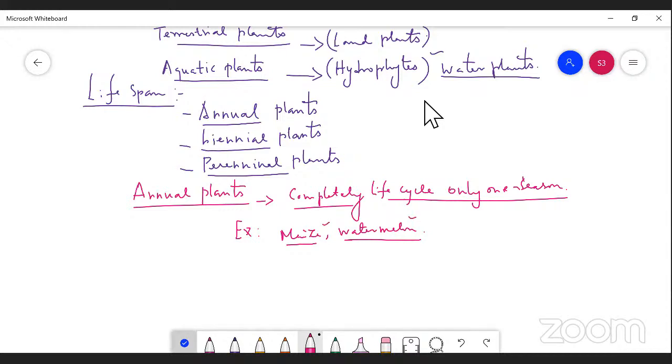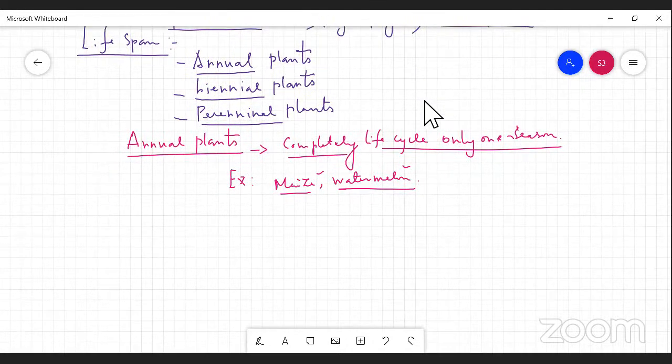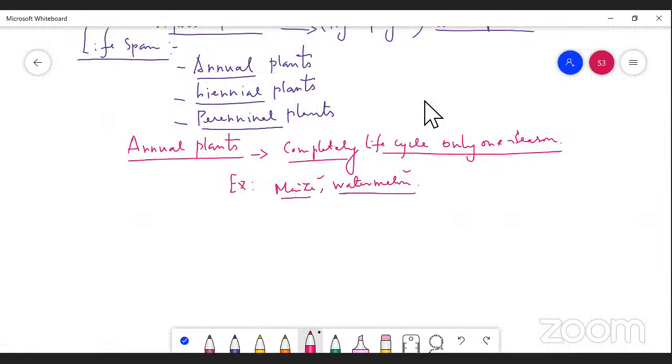Another one is biennial plants. In biennial plants, the vegetative organs develop in the first season.